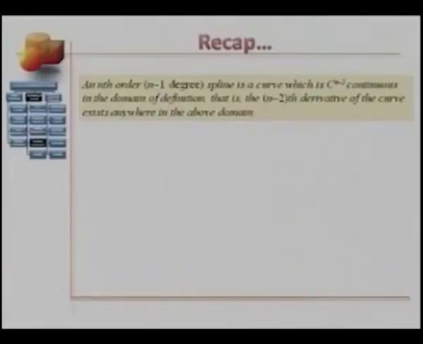Hello and welcome. A little recap on what we have been doing in splines. First, the definition. An nth order spline, which is an n-1 degree curve, is Cn-2 continuous everywhere in the domain of definition. That is, in the domain of t, going from minus infinity to plus infinity. Now, this definition is something that we will be keeping in mind throughout our discussion on splines.